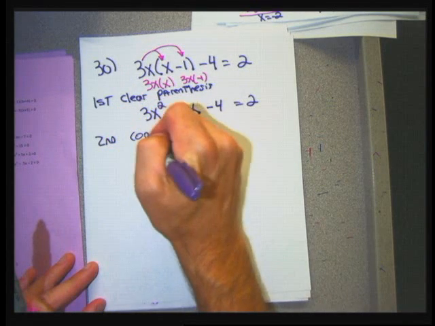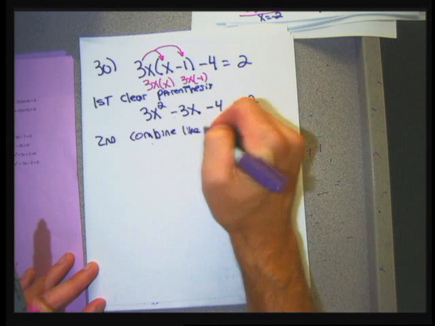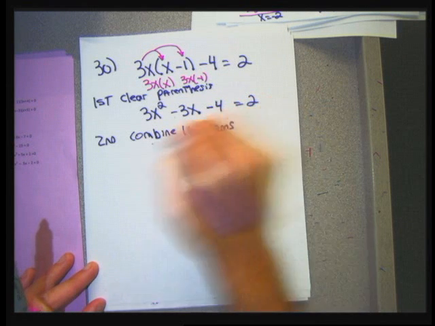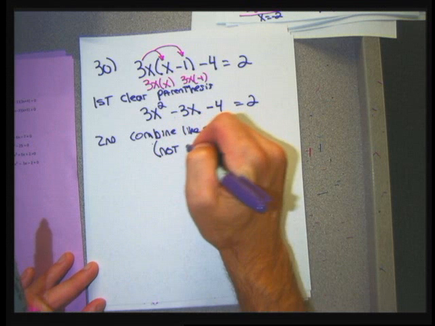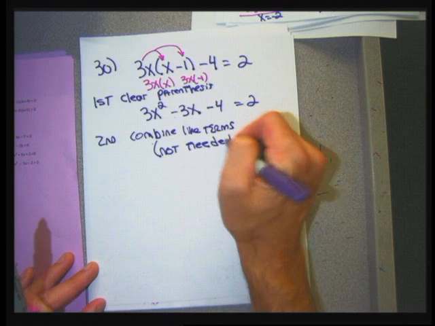Second, I'd combine like terms when needed. It's not needed here. On the left side, there aren't terms that can be combined. So on this particular problem, number 30, I can skip that step.